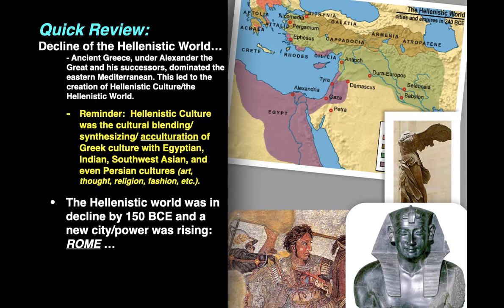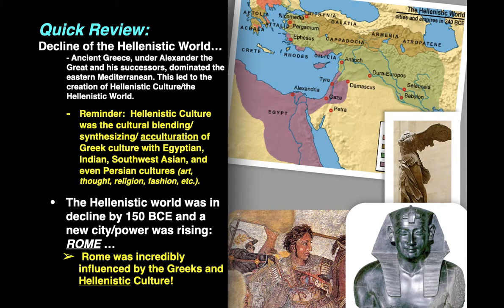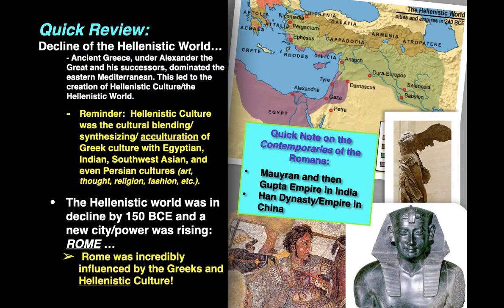The Hellenistic world was in decline by 150 BCE or BC. BC means before Christ, and a new city power was rising: Rome. Rome was incredibly influenced by the Greeks and Hellenistic culture. Quick note on the contemporaries of the Romans: Mauryan, and then Gupta Empire in India, Han Dynasty Empire in China.